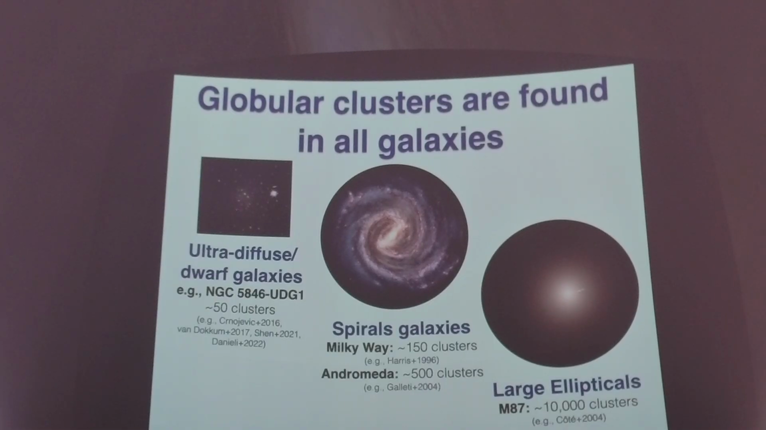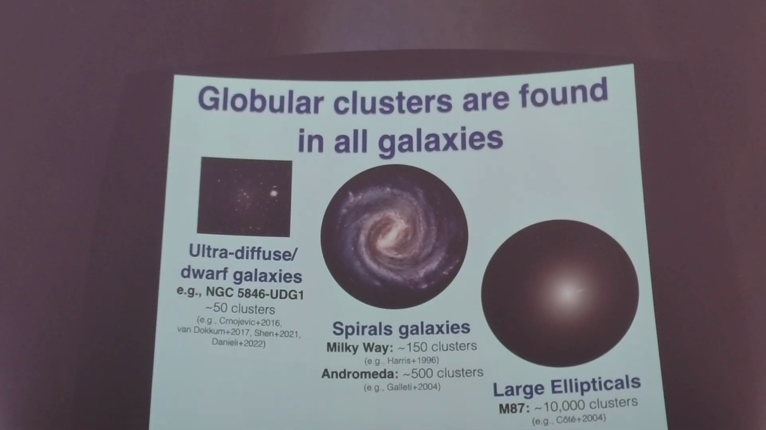For example, Andromeda, which is slightly more massive than the Milky Way, contains around 500 globular clusters that we can observe very easily. And then the most massive giant elliptical galaxies, Messier 87 being a classic example in the local universe, contain thousands, even tens of thousands of these very dense globular clusters in their halos. So these are observed in all types of galaxies.